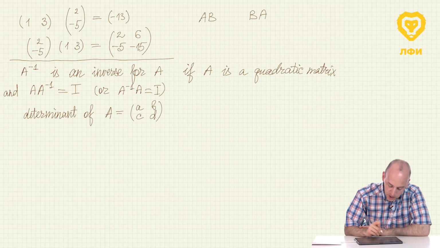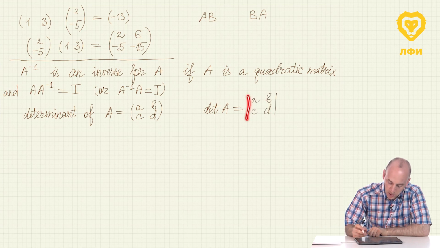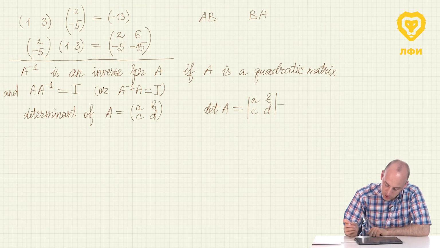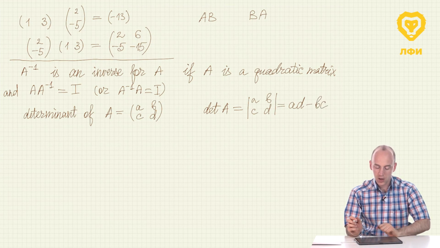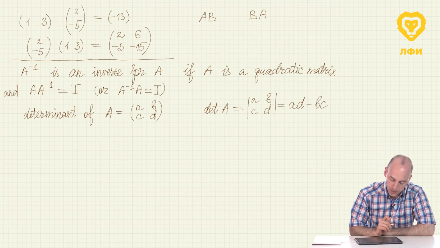a matrix with 4 elements, and the determinant of the matrix is usually denoted this way, or alternatively one can write a matrix using parallel bars, and so we can write it as AD minus BC. So that is a definition of what determinant is.